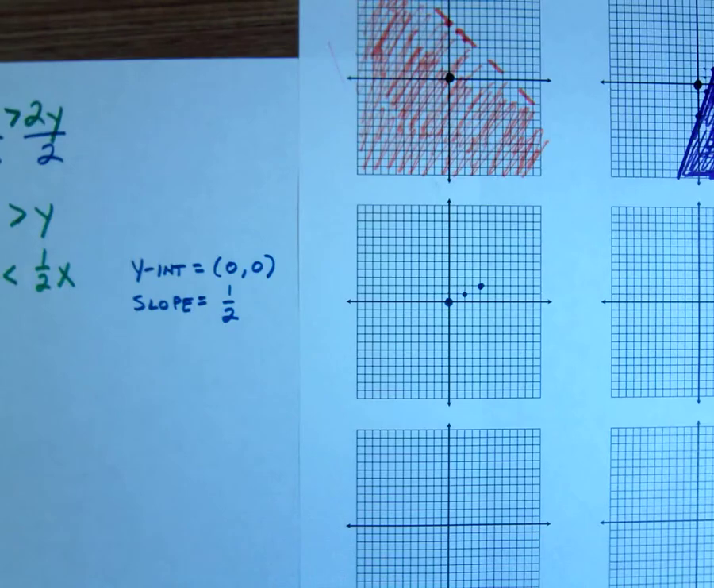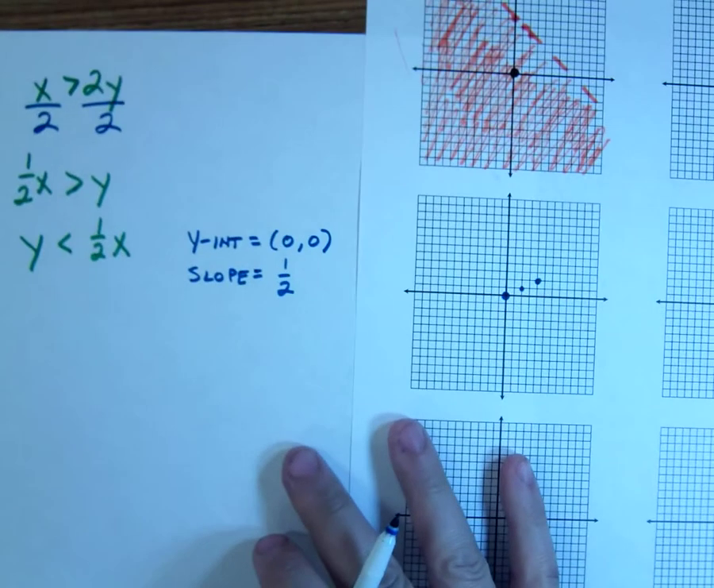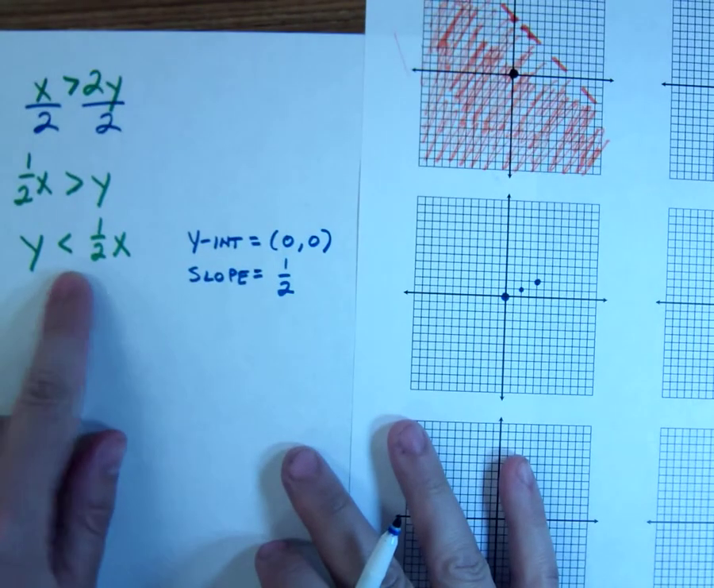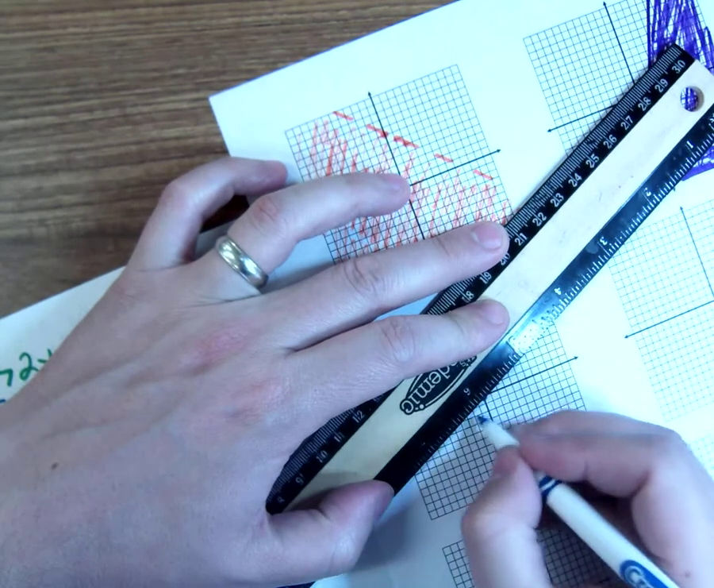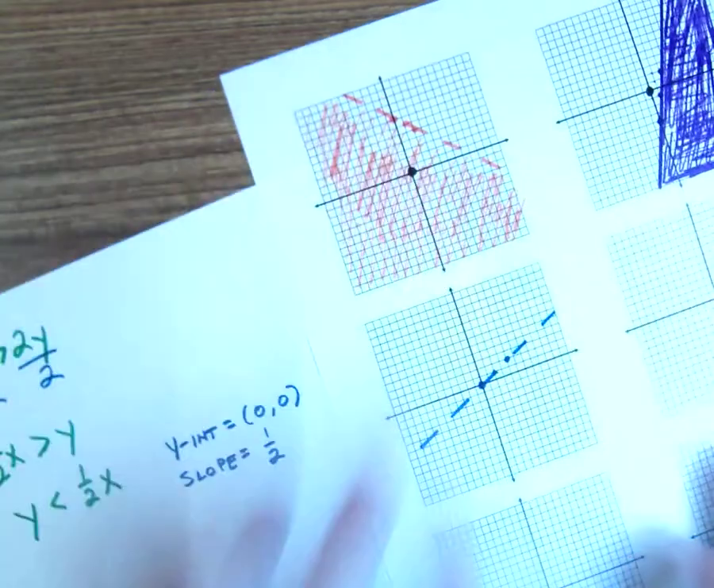Will I be connecting these with a dotted or a solid line? I forgot. Dotted, because there was no equal to line here. So, there we go.